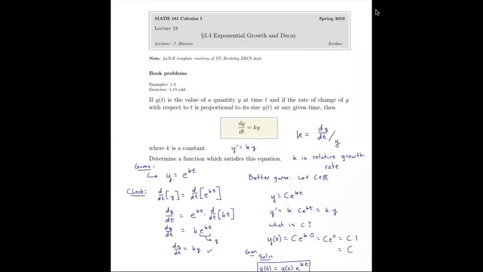Exponential growth is typically the type of growth that a population of people or bacteria or any living organism might exhibit. And exponential decay is the type of decay that half-life might exhibit, the half-life of a chemical isotope, or anything else that sort of decays in value or decays in quantity.